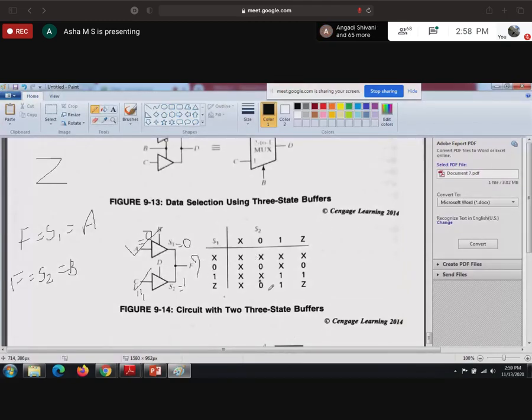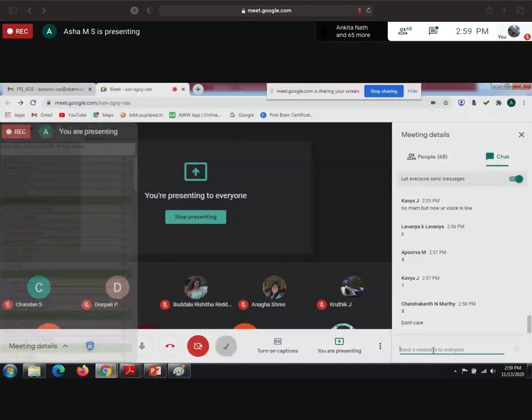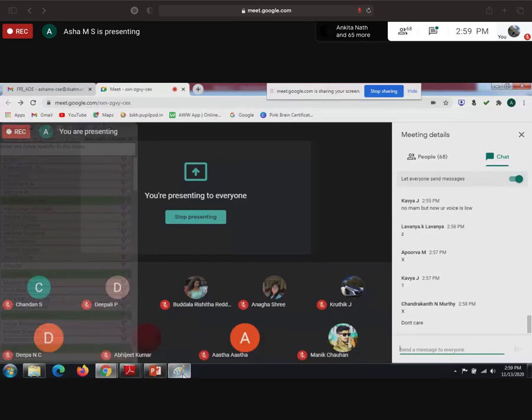So by seeing this truth table, you answered X, isn't it? Or by your own knowledge you answered. Whatever it is, I am happy someone replied.